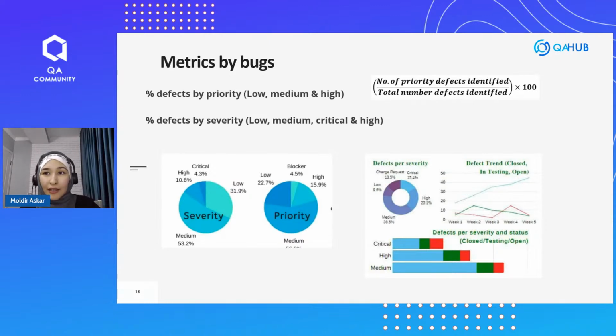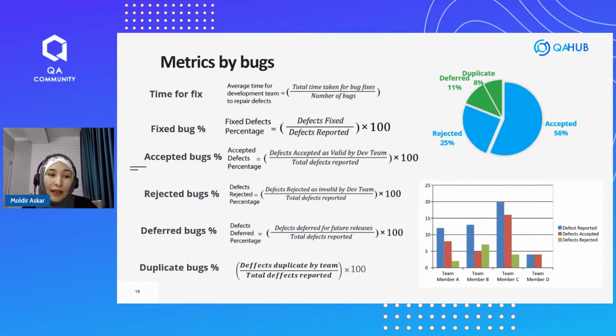Defects by severity like this help us understand which bugs were closed, which bugs can be open, and in testing what is not fixed. Next metric for bugs is time for fix. To understand what time is needed for fixing a bug, we can use the formula average time for the development team to repair defects. For it, we need the formula: total time taken for bug fix divided by the number of bugs.